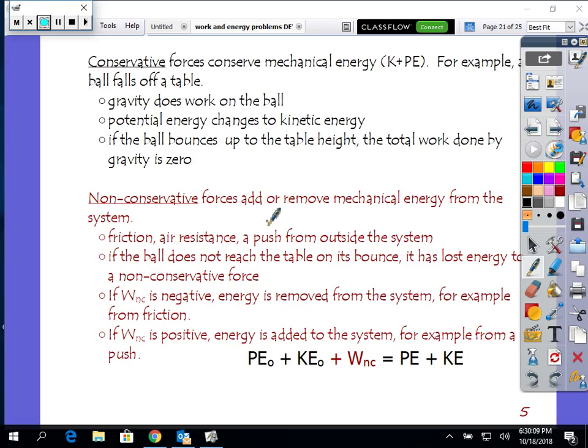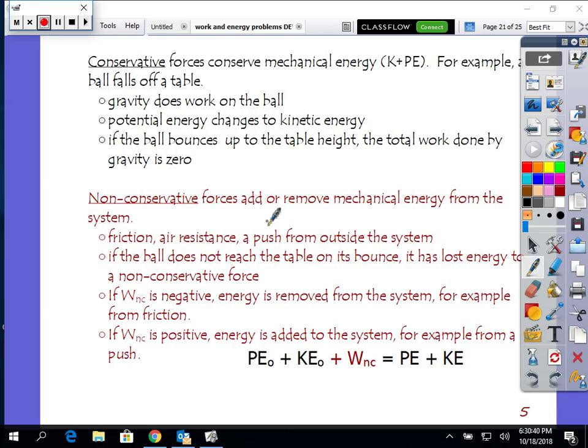Non-conservative forces are forces that add or remove energy from the system. For example, friction. If you're pushing a piece of furniture across the room, there's going to be friction that opposes that motion. The friction changes some of the energy into heat and vibrations and sound. So that is lost to our system of, in this case, the dresser.